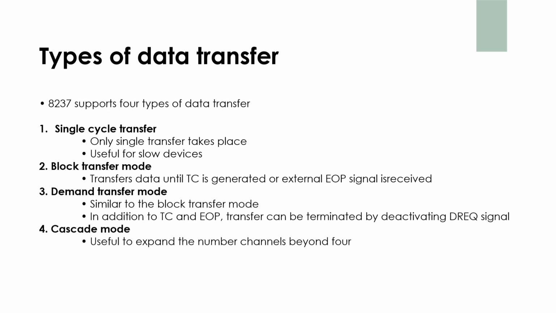The demand transfer mode is similar to block transfer mode, but in addition to TC and the external signal, the transfer can be terminated by deactivating the DREQ signal, that is, the inputs from the 4 individual channels of the DMA controller 8237. The cascade mode is useful to expand the number of channels beyond 4.